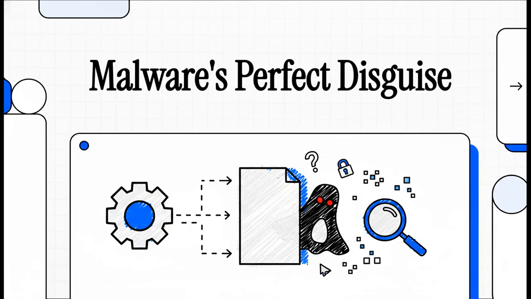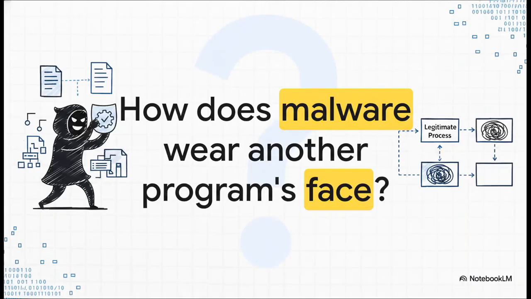You know, in cybersecurity, it's always the threats you don't see coming that are the most dangerous. So today, we're going to unmask one of malware's absolute best disguises. It's a technique called process hollowing, and it's where an attack happens from inside a program you already know and trust. So that's the big question, right?